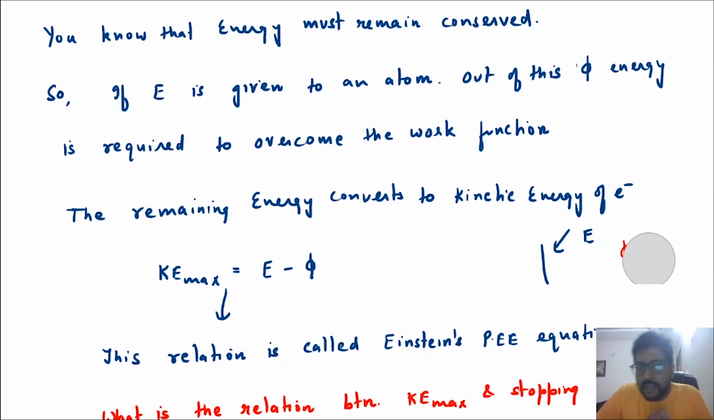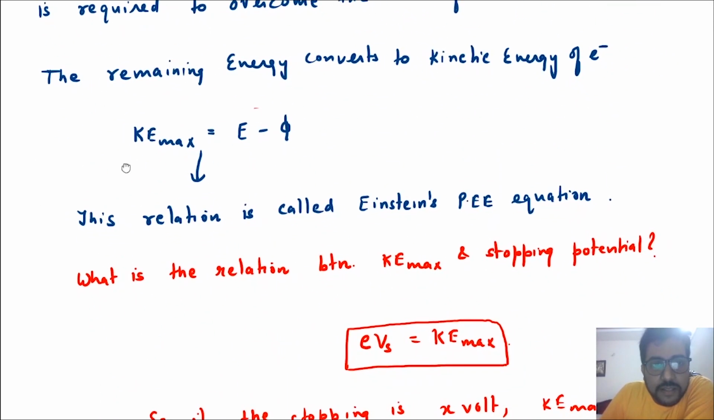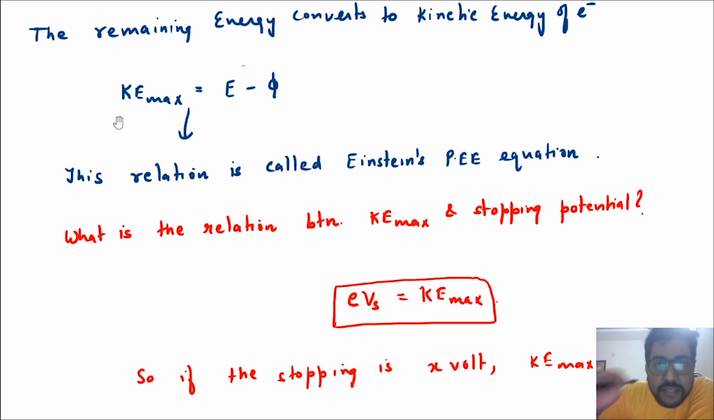In the same way here, E amount of energy is given to the plate. Out of this, phi is required to overcome the work function. The remaining amount of energy gets converted into the kinetic energy of the electrons. Okay, this relation is called Einstein's photoelectric effect equation. So this is the maximum possible value of kinetic energy. But yes, electrons are not coming out with KEmax. They come out with an energy much less than KEmax. We are just finding the limit up to which the kinetic energy can be possible.